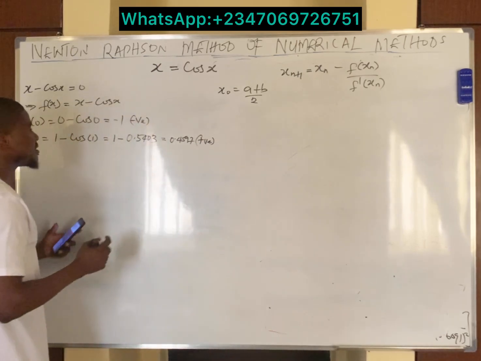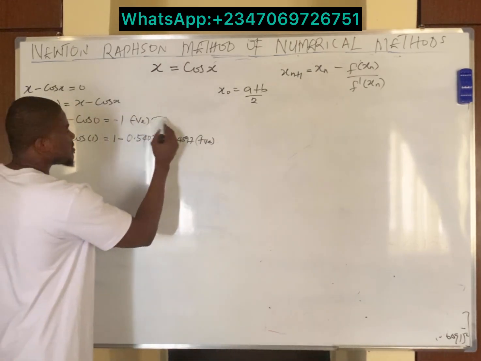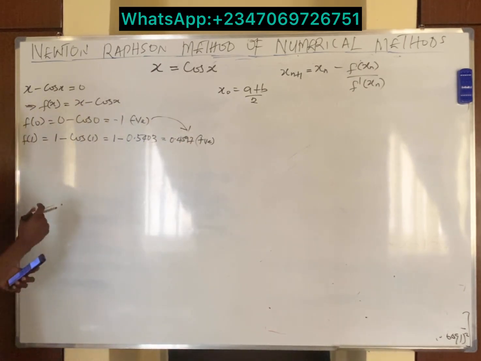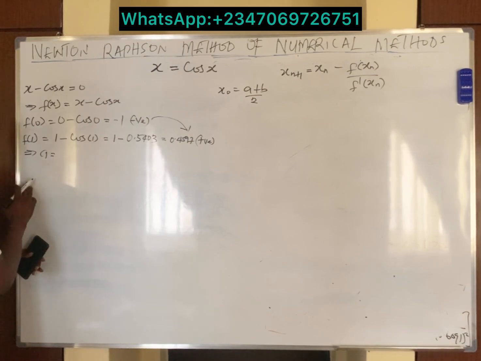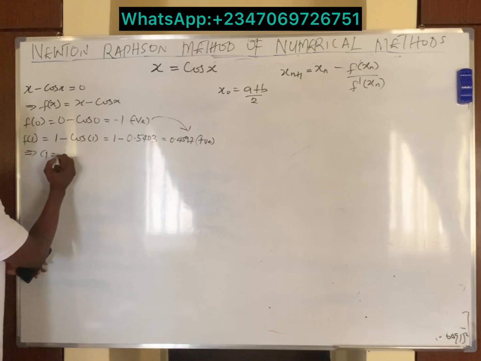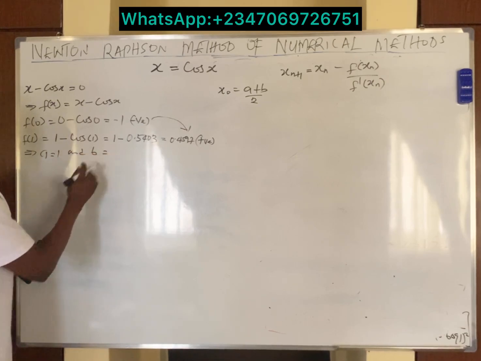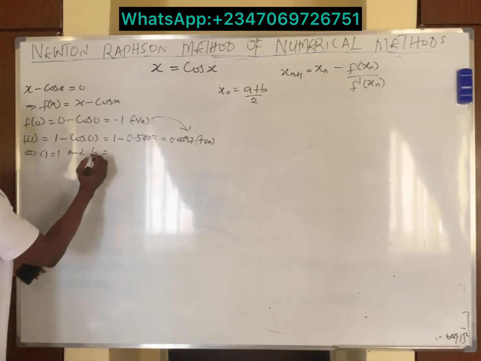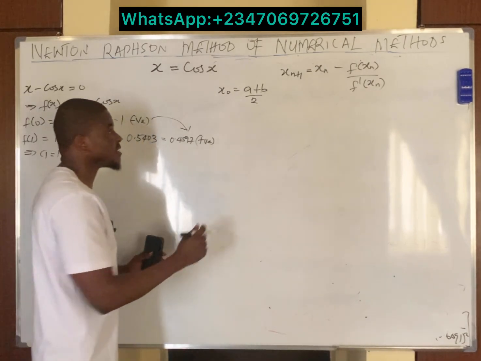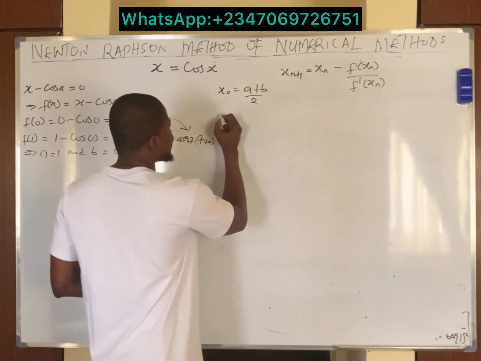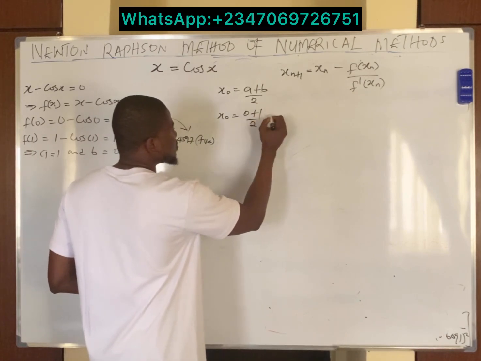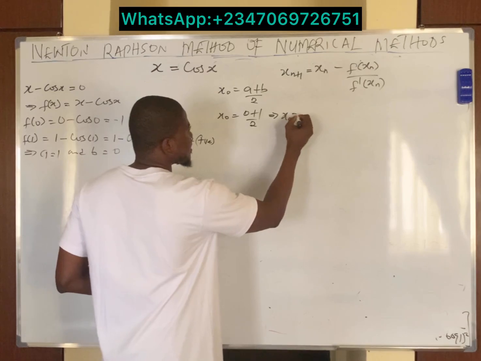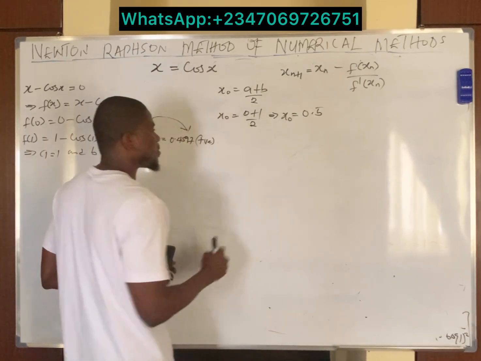So you see that the function changes directly from negative into positive when we choose x to be 0 and when we choose x to be 1. So this implies that a, the value that causes the function to be positive, is 1, and b, the value that causes the function to be negative, is 0. So we can now find our initial guess. x_0 equals (0 plus 1) divided by 2, which implies that our initial guess x_0 is equal to 0.5.